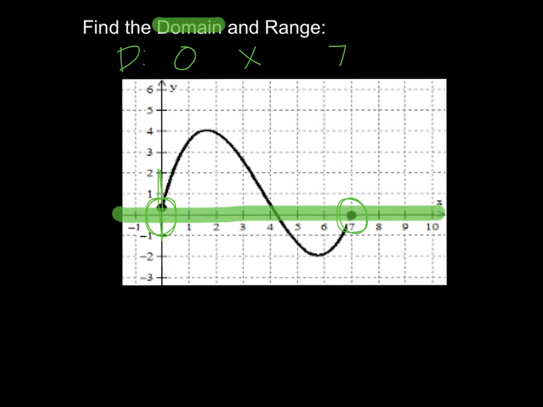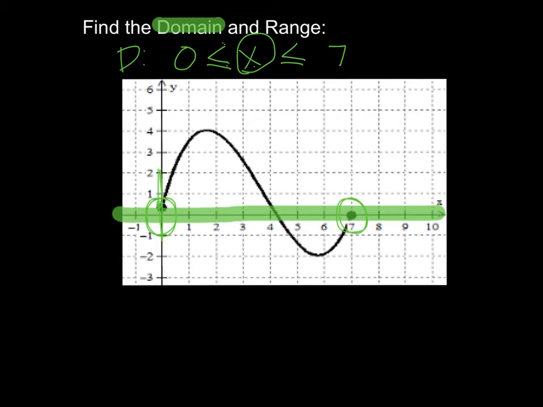And x is greater than or equal to 0, notice that it's shaded, and x is less than or equal to 7. Take note that you always read from the variable. So you read this as x greater than 0 and x less than 7.